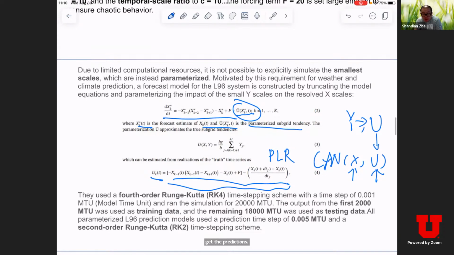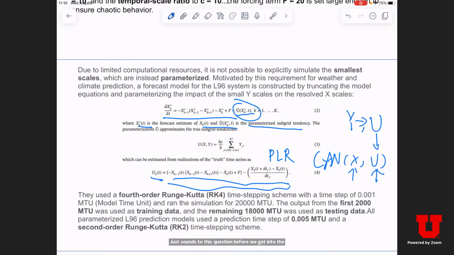What is the? You need to tell us which term they want to predict with GAN, and how do they get the training data of that term? Just answer this question before we get into the detail of GAN. Okay, this term is put into the GAN for training.